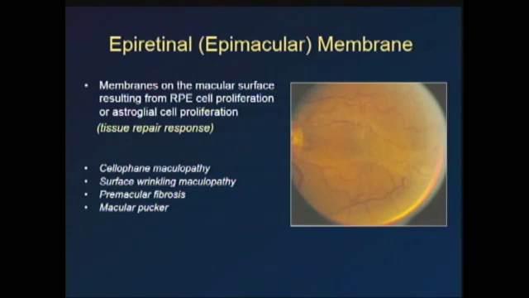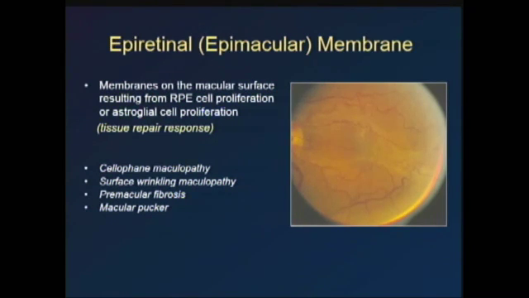So what is an epiretinal membrane? It's basically a membrane on the surface of the macula. I like to call them epimacular membrane rather than epiretinal membrane because it's just more specific. And it results from basically astroglial proliferation, from the Muller cells themselves, or even the RPE.